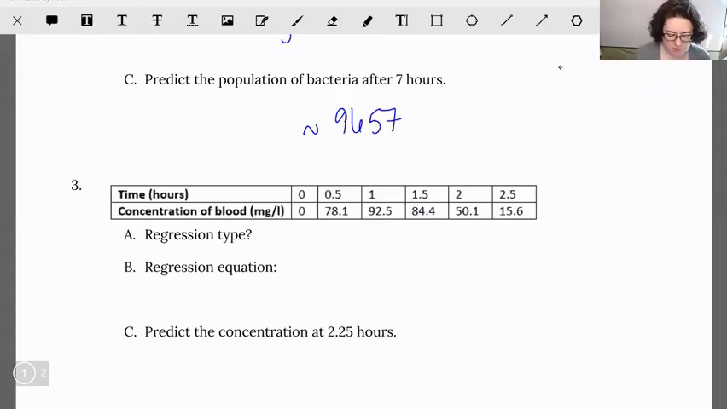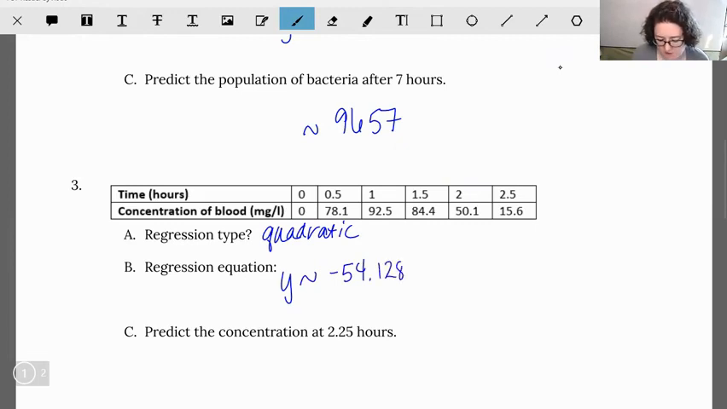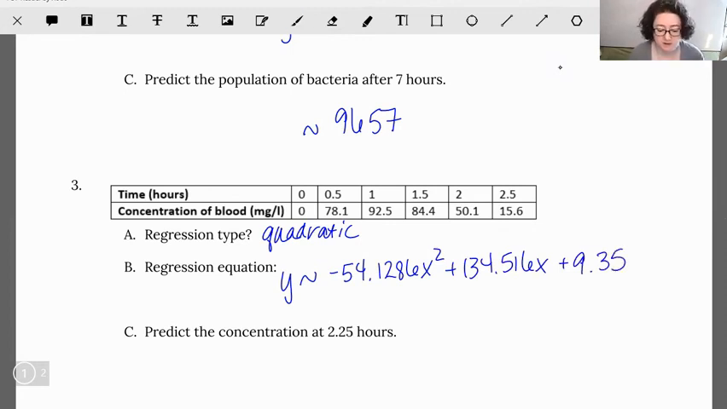So our regression type was quadratic, as that had the best r-squared value. And our equation was that y is approximately -54.1286x squared plus 134.516x plus 9.35, with the negative a value showing the upside down parabola. And so our concentration at 2.25 hours was approximately 37.984.